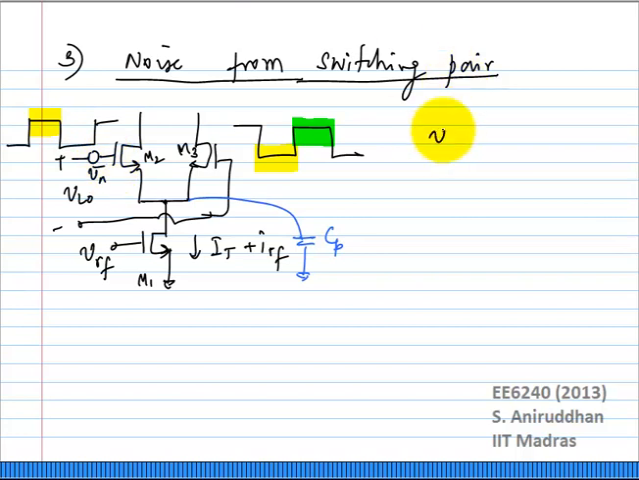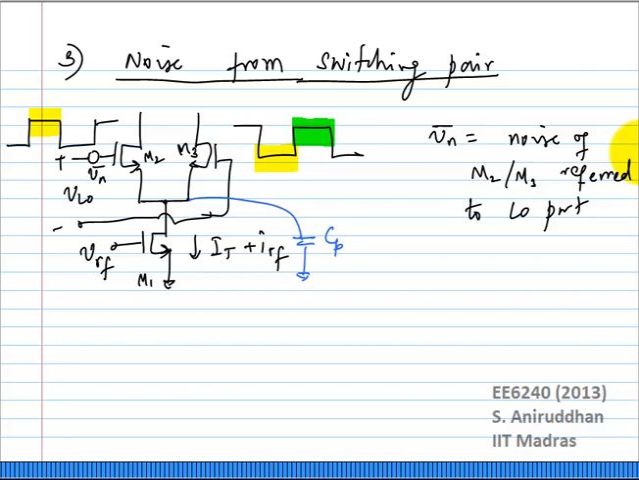Noise referred to the LO port. What does this noise do? Suppose I have a noise source Vn. What is the effect of this noise? It changes the switching instant.